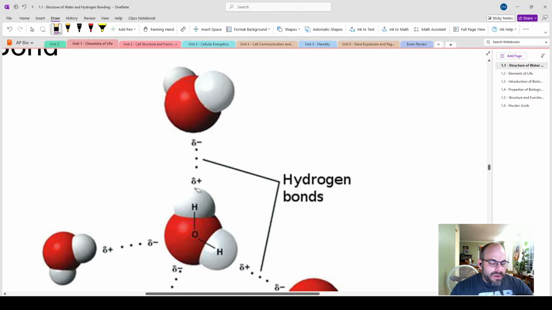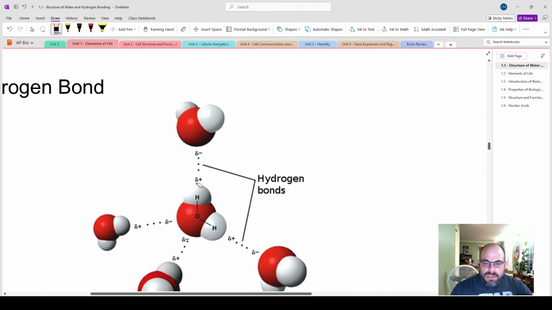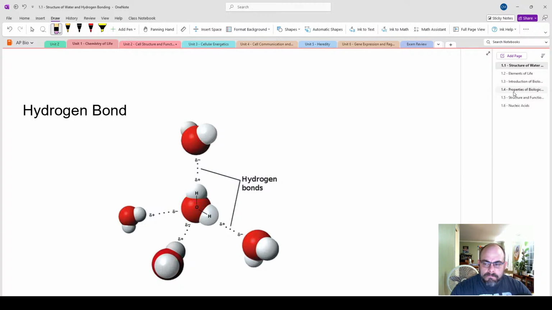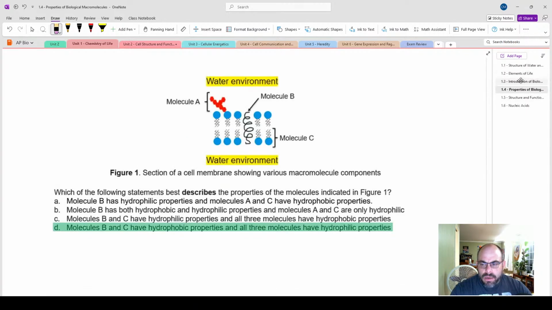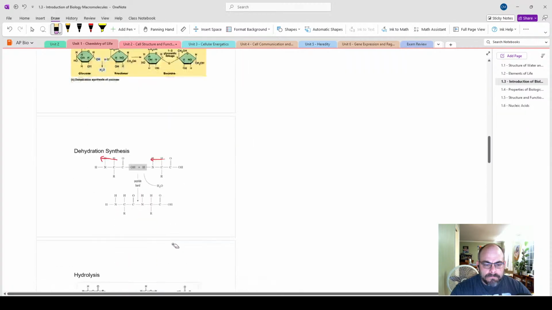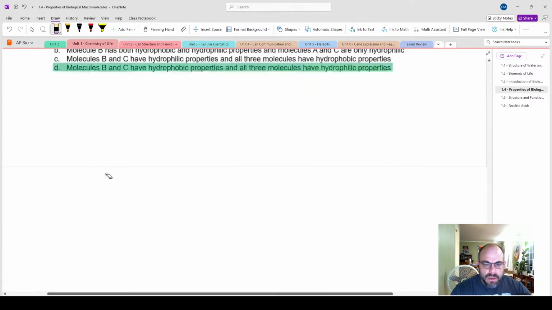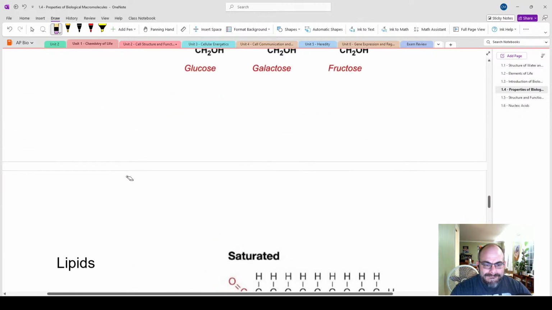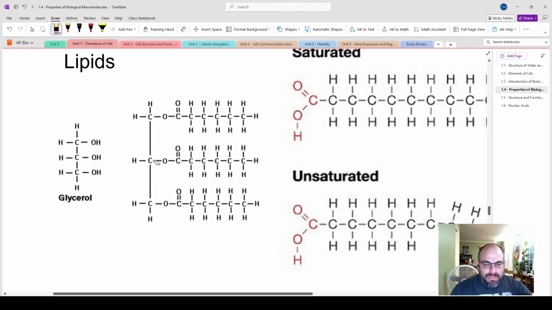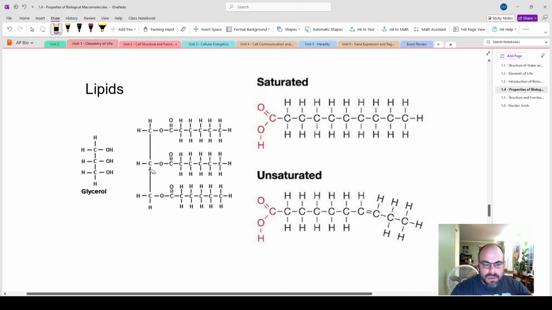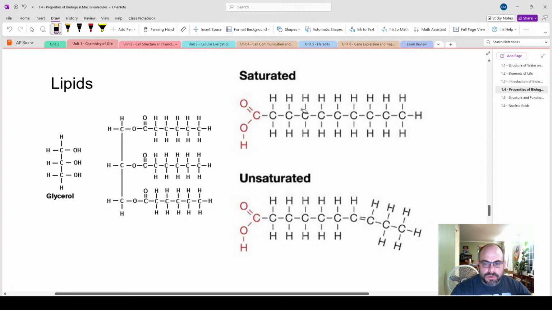Yeah, we didn't really talk about directionality in lipids because it's not as much of a thing. So I'm not that worried about that. Let's see if I can find. For lipids, you're just not going to see it as much. Understanding the difference between the saturated and unsaturated would be great. I think that would be good for that.